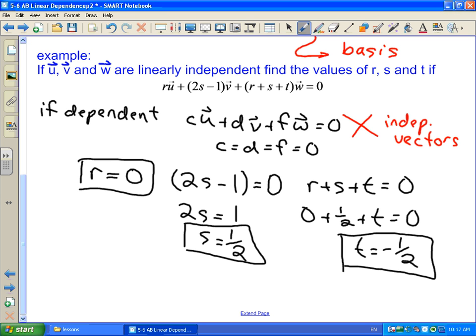And all of this flows from the fact that these are linearly independent vectors, but we could add them all up together to create 0.